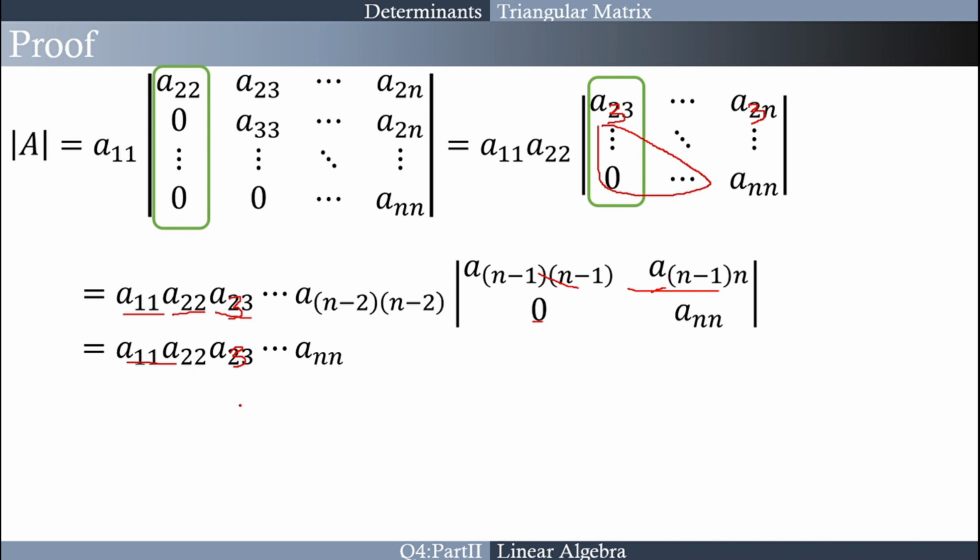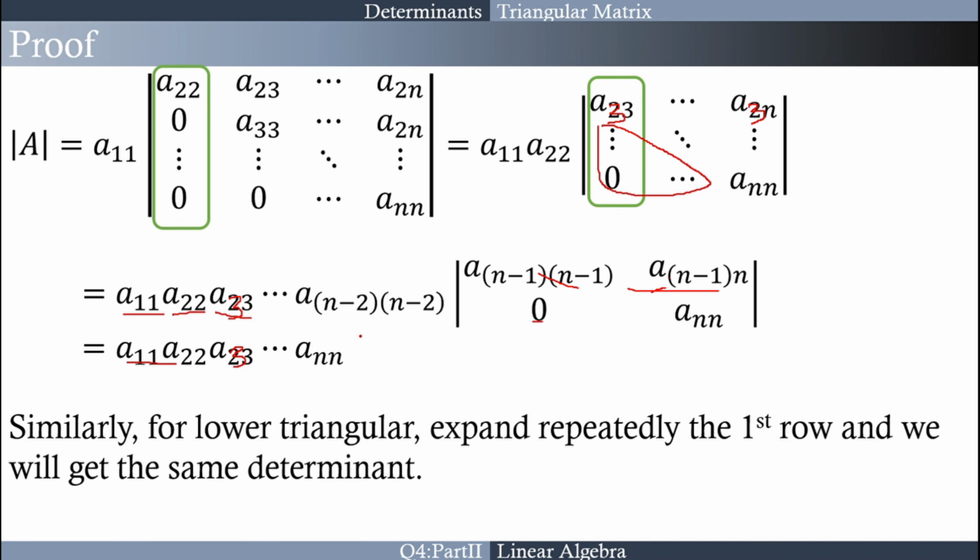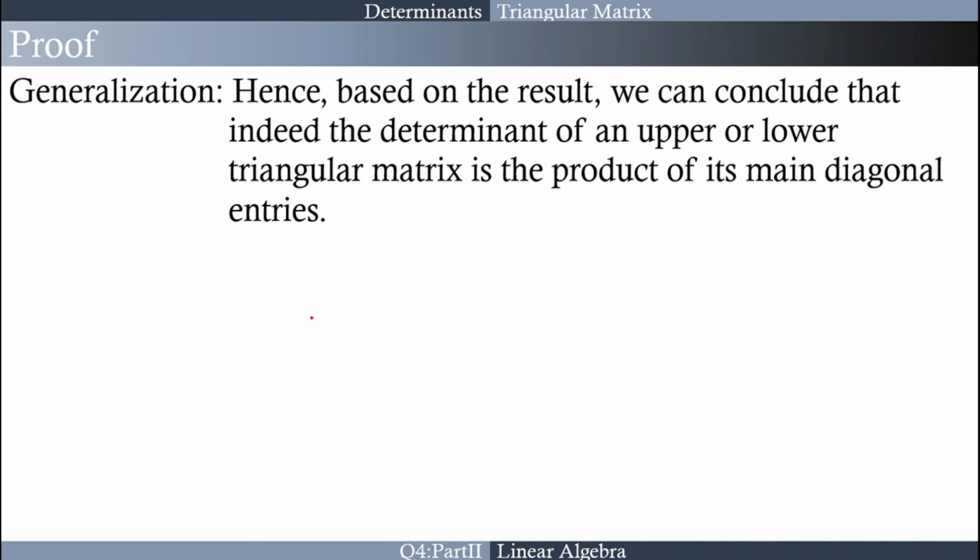Similarly, if we show this for the lower triangular matrix by expanding the first row repeatedly, we will also get the same determinant. From our proof, we can generalize that. Hence, based on the result, we can conclude that indeed the determinant of an upper or lower triangular matrix is the product of its main diagonal entries, and we have just proven the statement.